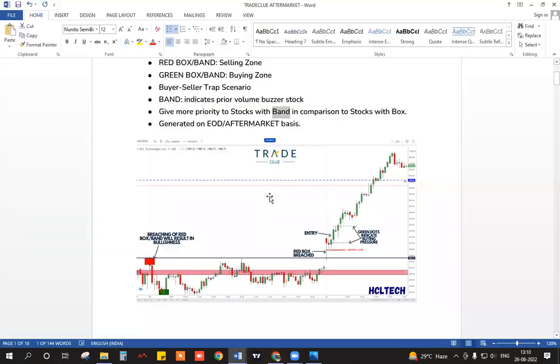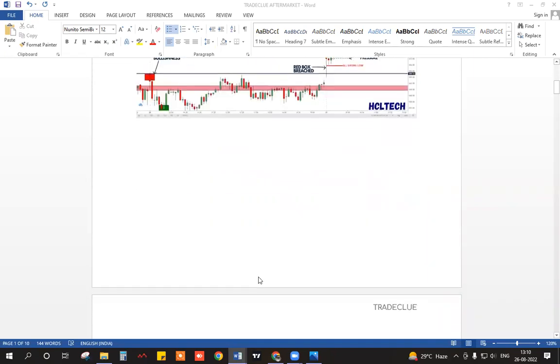So coming on to the band, generated on EOD market basis. So bands and boxes, as you know, these are generated on EOD or aftermarket basis. So at the end of the day, you will be getting all these for the next day, bands and boxes, and during the market, you will be getting these dots. So dots are during the market, bands and boxes are before the market hours basically.